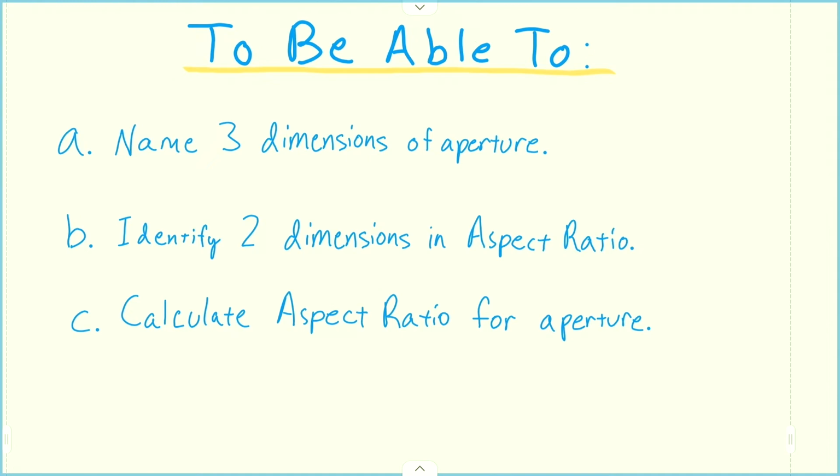When you're done with sections 1 and 2, you should be able to name the 3 dimensions of a rectangular stencil aperture. Given those 3 dimensions, you should be able to identify the 2 dimensions used in the aspect ratio. After that, you should be ready to calculate the aspect ratio for a rectangular stencil aperture.